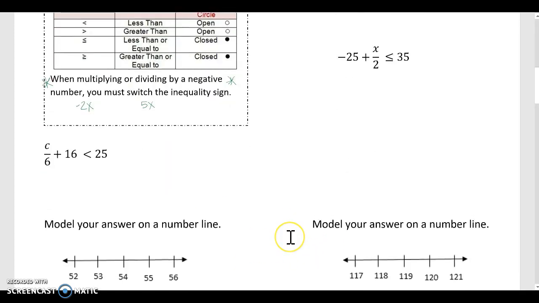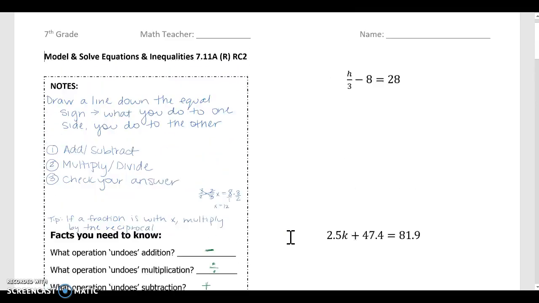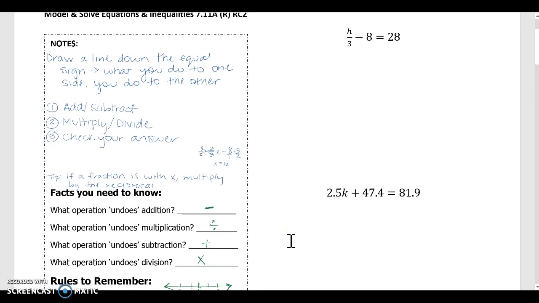So let's take a look at some examples. We'll start up here at the right. Again, we are always going to draw our line down the middle of the equal sign. We want to get rid of whatever is not with our variables. So we need to cancel the minus 8. And to undo subtraction, we do addition.